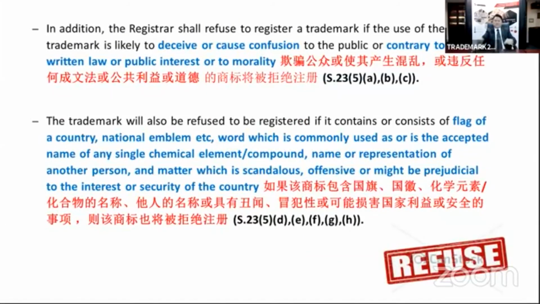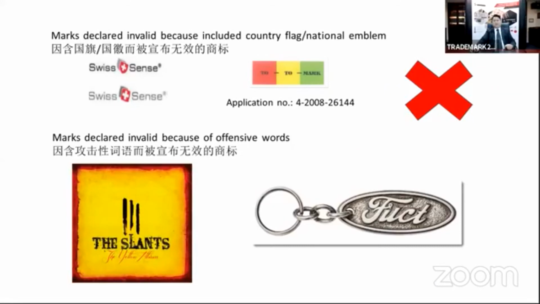Okay, I mean the Twin Tower. So any marks that are contrary to the law or in the public interest, against morality, cannot be registered. If you try to register the name of a country, or a flag like the Swiss flag, no, you cannot do that. And of course, you look at this word. Try to pronounce this loud and clear at home, and don't quote me. Thank you. These are offensive words and it cannot be registered.